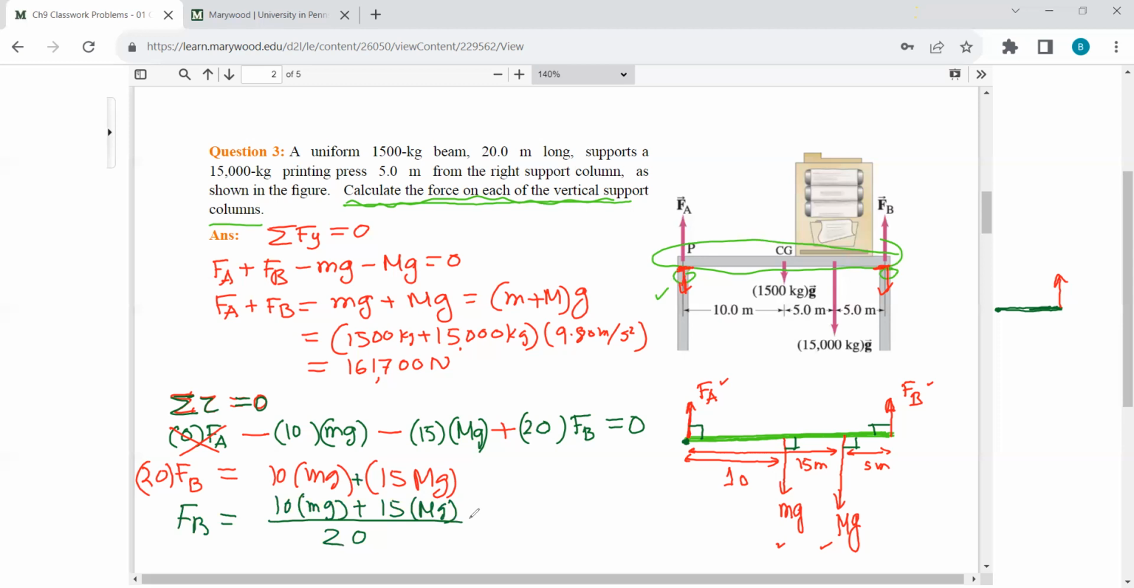Now if you plug in all the given values here, this is 10, small m is 1500, gravity is 9.80, and then this is 15, and then big M is 15,000, and then 9.80, and that is divided by 20. Okay, so let me erase this diagram.